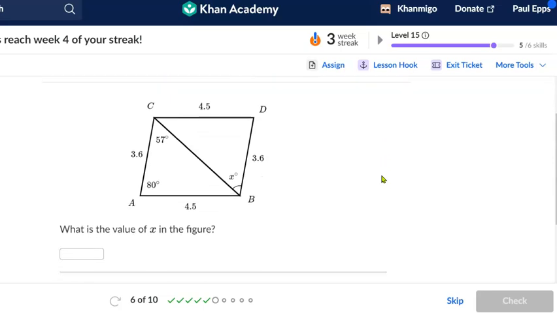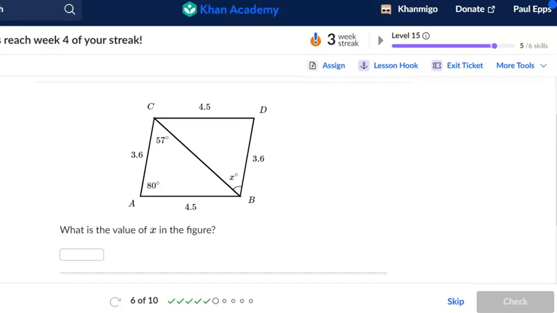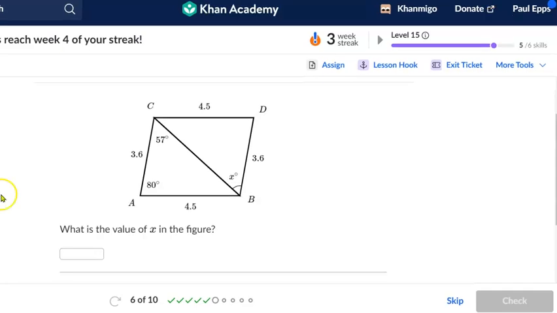So if, I should have this pen ready all the time. If this is 57, then this is also 57. All right, let's put that in. 57.